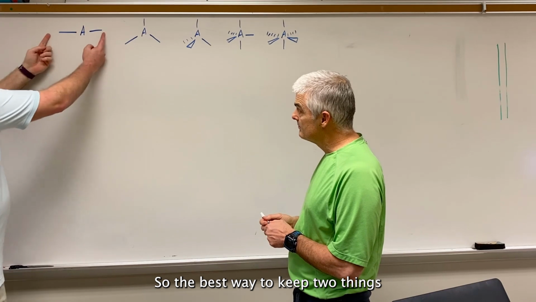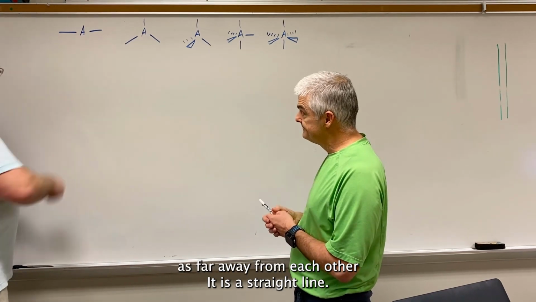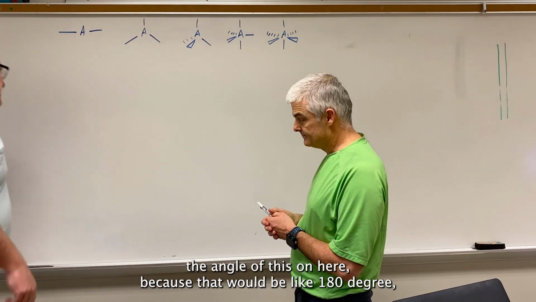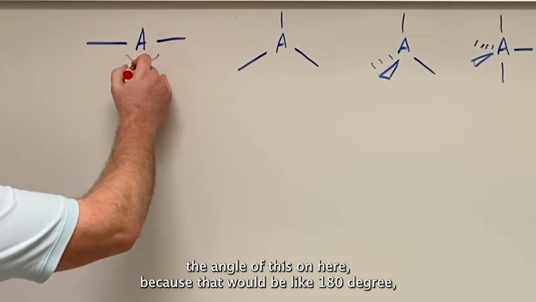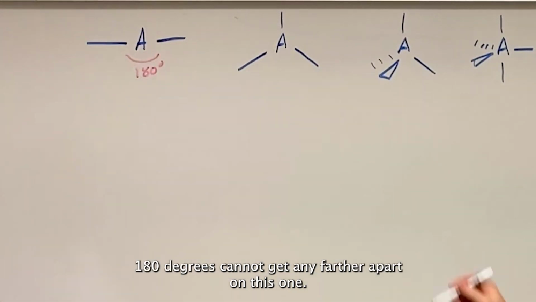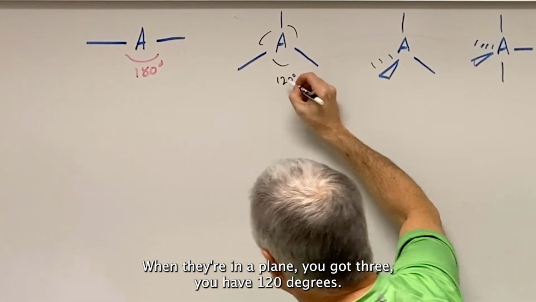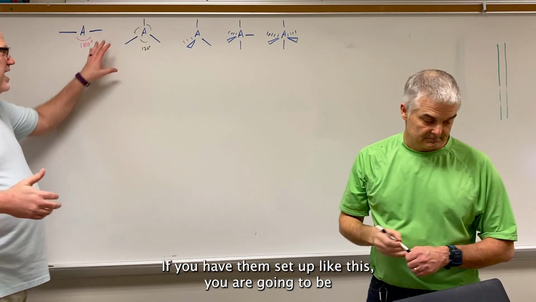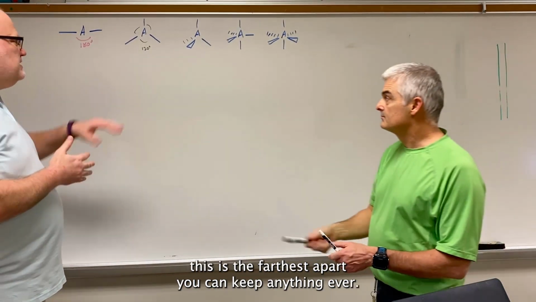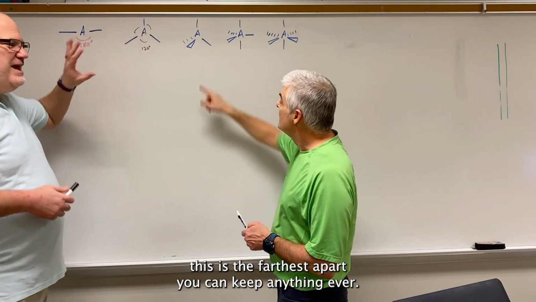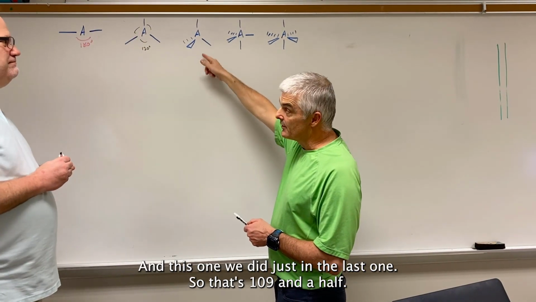The best way to keep two things as far away from each other as possible is a straight line, which is 180 degrees. You cannot get any farther apart. On this one, when they're in a plane, you have 3 at 120 degrees. This is the farthest apart you can keep anything. And this one we did in the last video, so that's the 109.5 degrees.